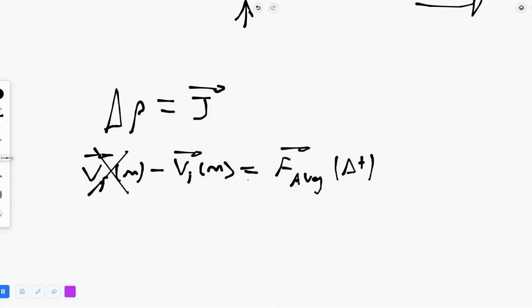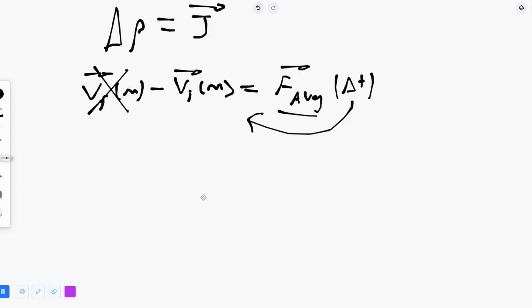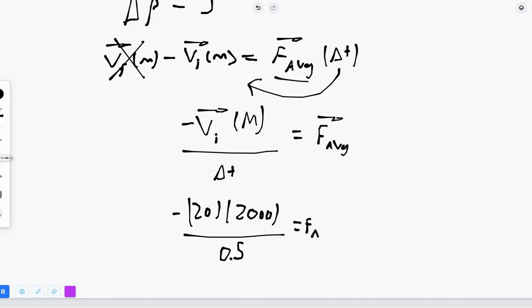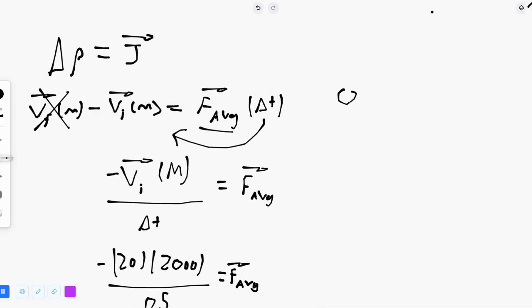So let's actually rearrange. We're trying to find F average, so I'm going to move delta T onto the other side here. And then if we fill in all our numbers, you're going to get 20 meters a second times 2,000 kilograms divided by 0.5. So this is negative, so I'll just do a negative out there. And that'll all get you 80,000 newtons. So answer equals 80,000 newtons.